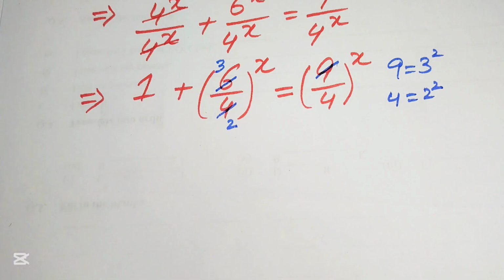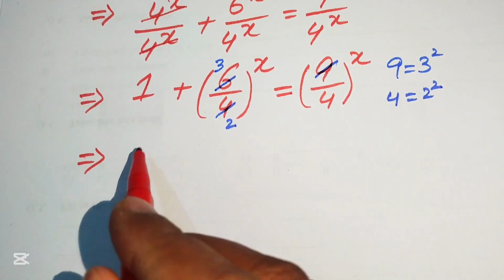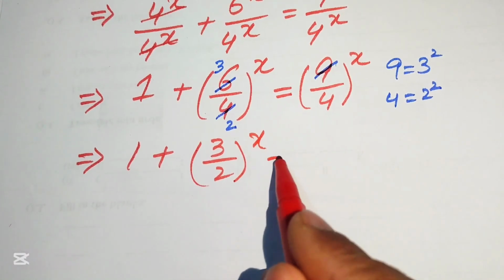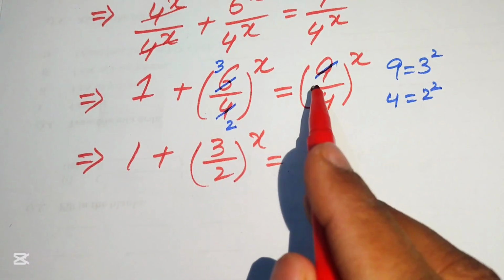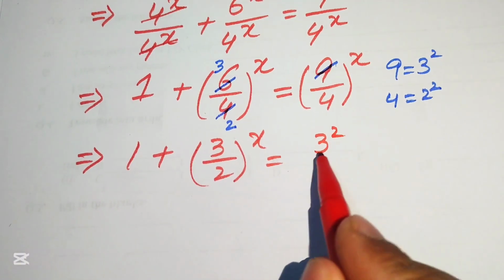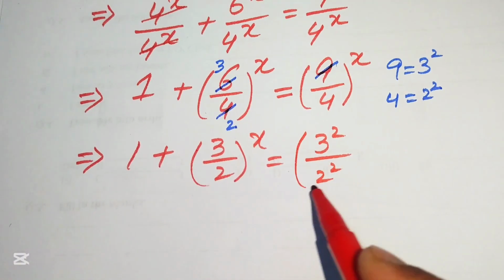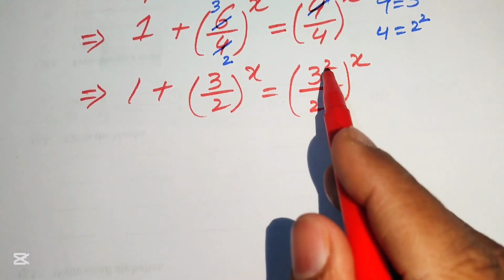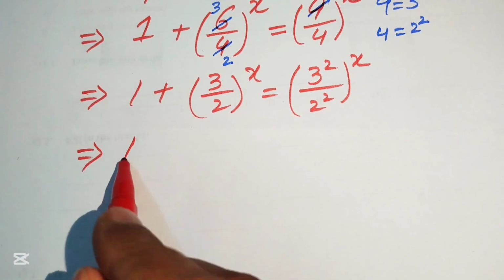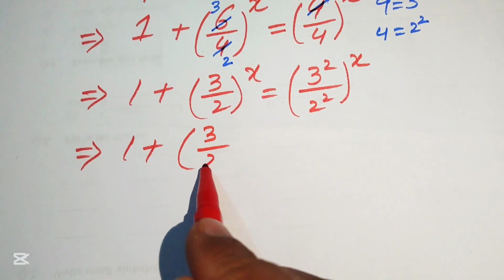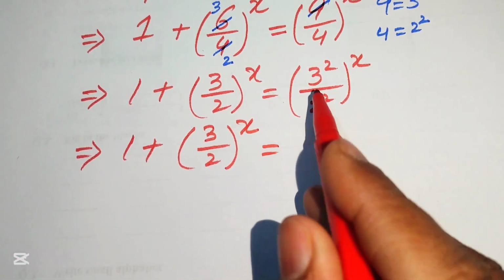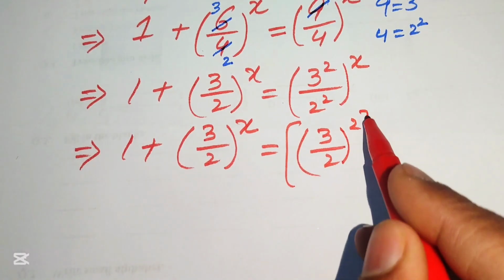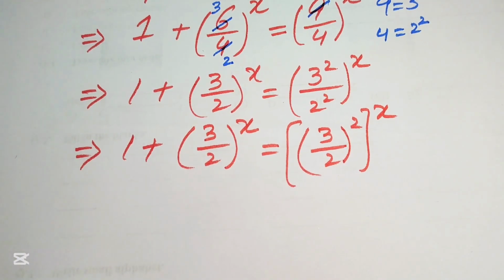So here after this step we write this equation as 1 plus 3 over 2 and its exponent is x equals to, we replace these two values here. We write 9 as 3 square, we write 4 as 2 square and its exponent is x. So after this step here we need to combine the exponent of these two terms and it will be written as 1 plus 3 divided by 2 and its exponent is x, and here we have 3 over 2 whole square and its exponent is x.